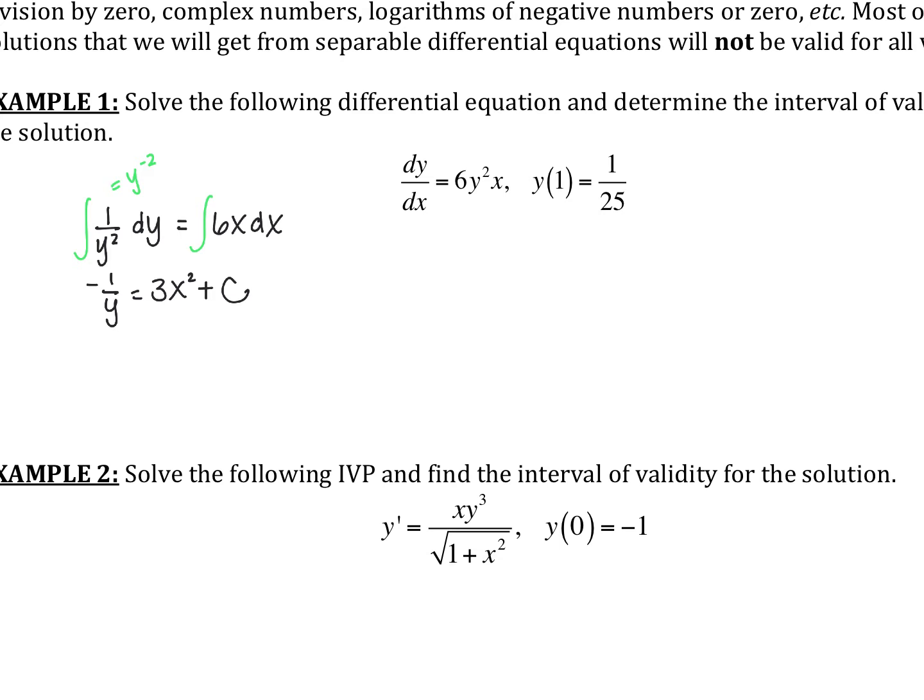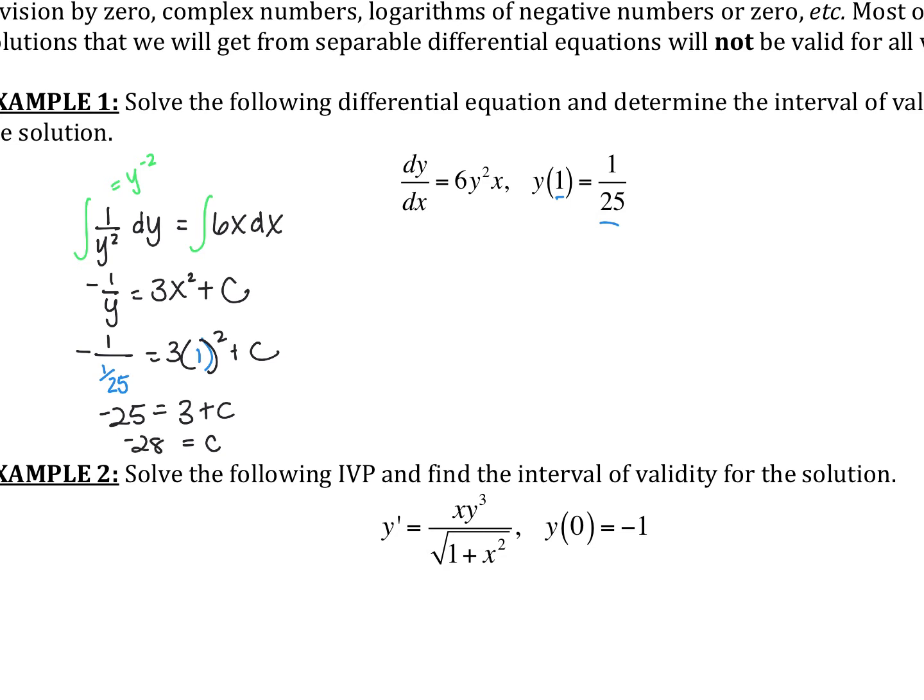If you want to get y by itself first and then solve for c, great. If you want to plug in the initial value as it is, great. There's really no, you must do it this way. So I will probably plug in here. I'm plugging in the 1 and the 1/25th. So I would have 1/25th in for the y variable equals 3 times 1 plus c. So we get -25 equals 3 plus c, so c would be -28.